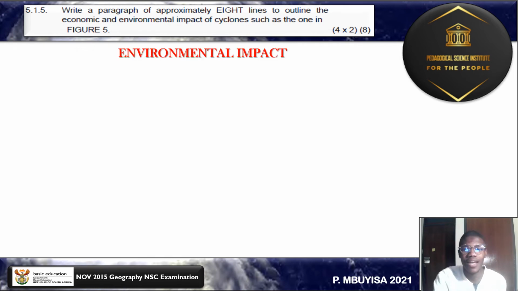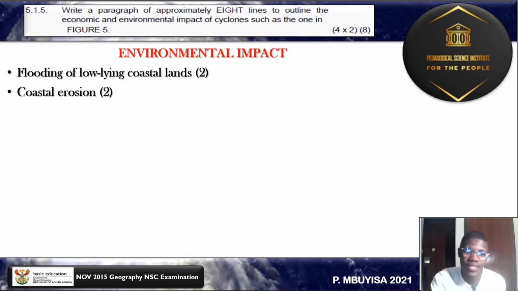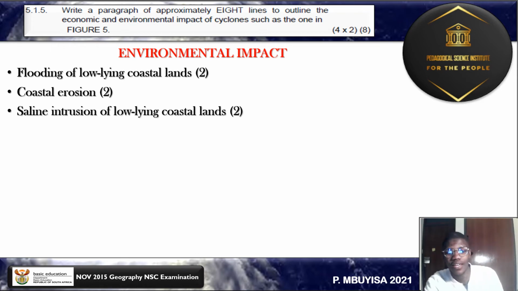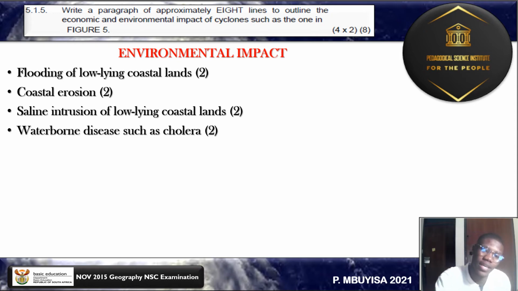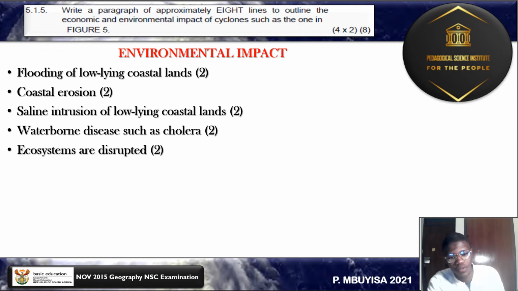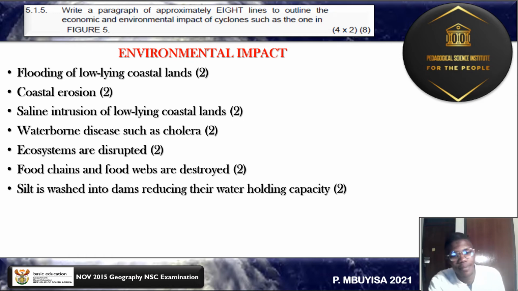Let's look at the environmental impact. On the environmental side, it may lead to the flooding of low-lying coastal areas, and those areas may erode, and we are thus going to have saline intrusion of low-lying coastal lands. So these areas will be eroded and unshaped or affected negatively. We can then have the spreading of waterborne diseases such as cholera. People drown and stuff, so it may affect the quality of water and people may get sick. And we know that ecosystems are disrupted and food chains and food webs are destroyed.